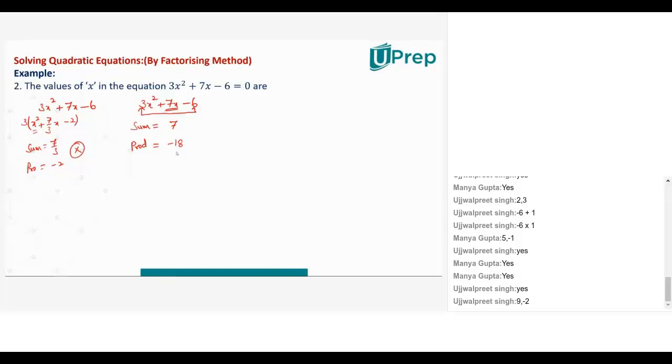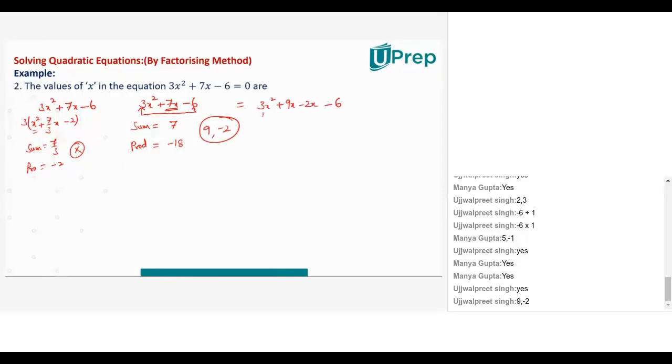Tell me two numbers whose sum is 7 and the product is minus 18. Plus 9 and minus 2, right? So how do I write this expression? I will not touch the x square term, and I will not touch the constant term. I will express this 7x as plus 9x minus 2x.